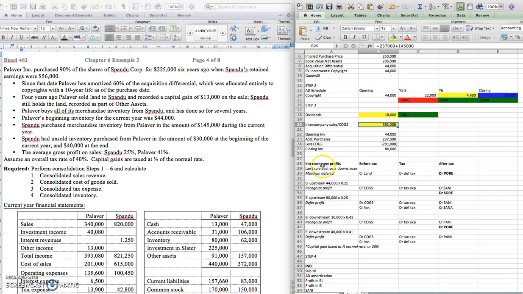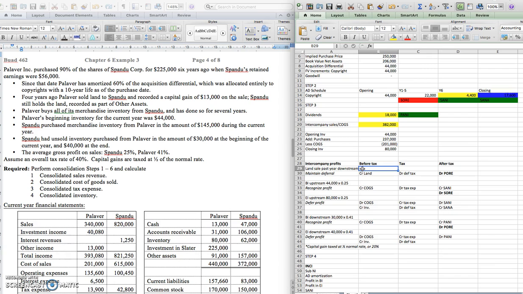Now on to the intercompany profits. This can be very overwhelming at first, so let's take it slow. In the question, it mentions that we have recorded a gain of 13,000 on the sale of some land, and it was Palaver who sold it to Spandu. Now they still have that land, and it's just recorded as other assets or part of their other assets. So they haven't really done much with it, so we don't necessarily want to recognize profit from it, but we do need it to be adjusted for our books.